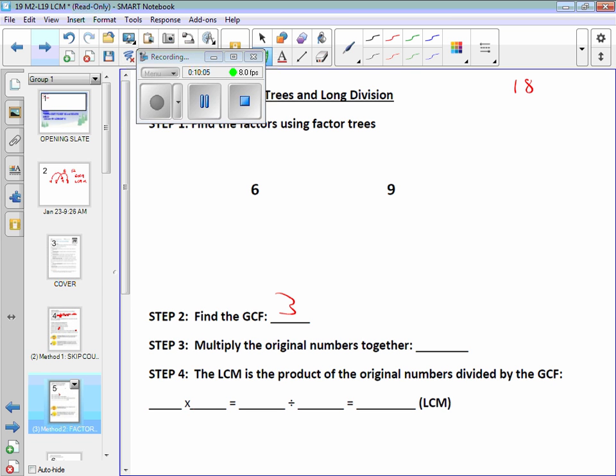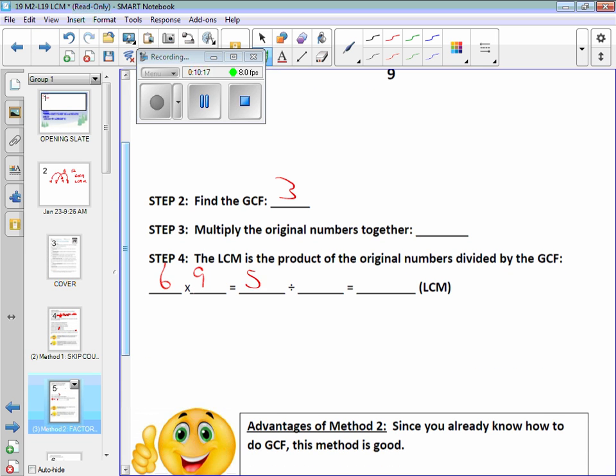You take the two original numbers, 6 and 9, and multiply them together. What do you get? 54, right? Method 2 says we can multiply the original numbers and divide by the GCF. What do you get when you do 54 divided by 3? If you're not sure, do it off to the side. What do you get? 18. Ta-da! Same as what we got when we did skip count. So yes, it is a lot faster. It can be. Sometimes it's not.